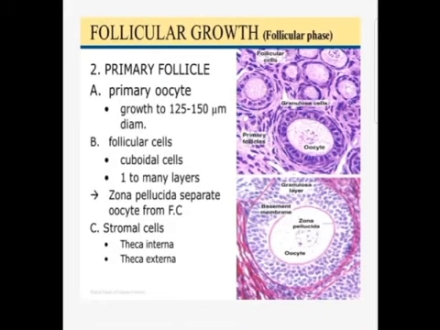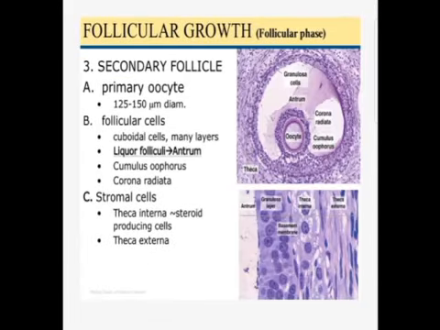The primary follicle is actually the primary oocyte. Its growth is then to 125 to 150 microns in diameter. The follicular cells become cuboidal and there are one to many layers of the cells. There is a zona pellucida which separates the oocyte from the follicular cells. And the stromal cells give rise to the theca interna and theca externa.